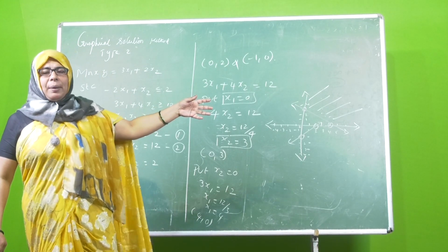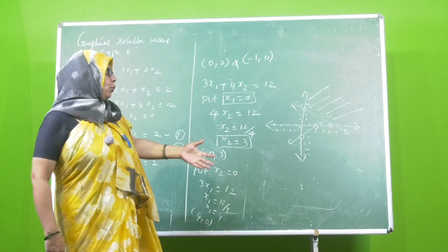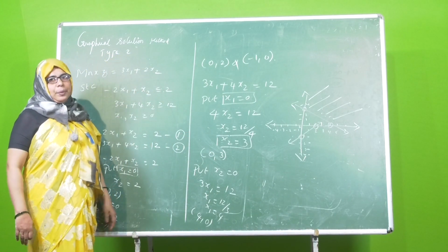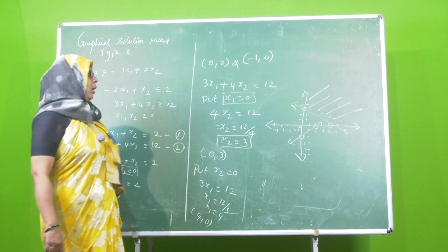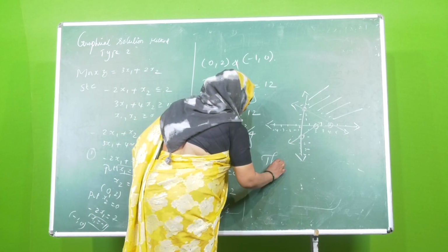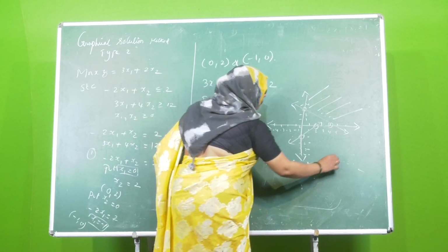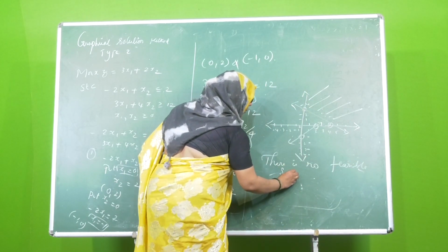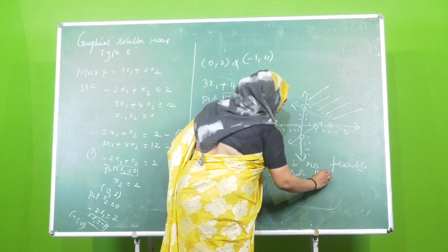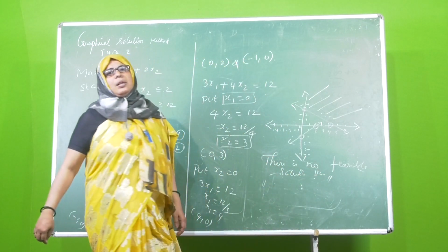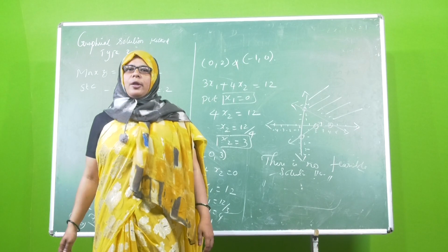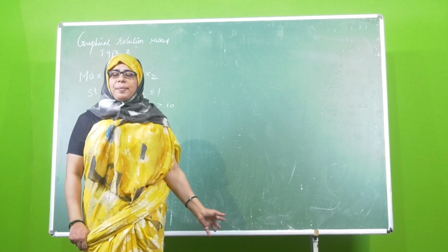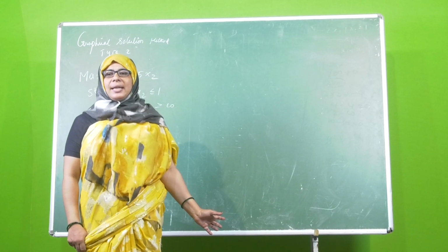So in this problem there is no feasible solution, because one constraint belongs to the greater than or equal to type. There is no feasible solution here. Now we are going to see another example of the same type, that is the graphical solution method type 2.